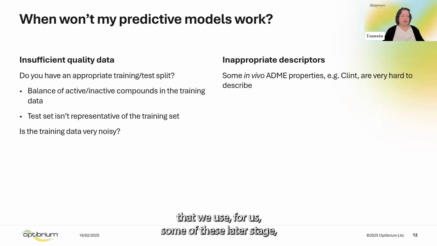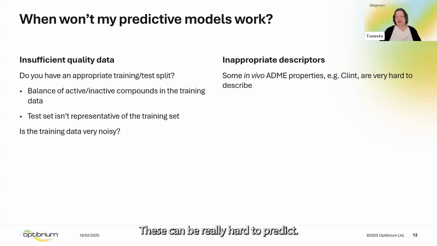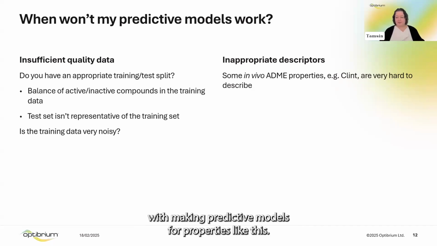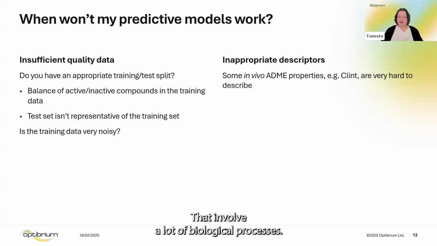Another consideration is the descriptors that we use. For some of these later stage in vivo ADME properties, things like clearance, these can be really hard to predict. A lot of model building approaches struggle with making predictive models for properties like this. And this is because they're very complex properties that involve a lot of biological processes. And so it's important to have the descriptors that reflect those biological processes.